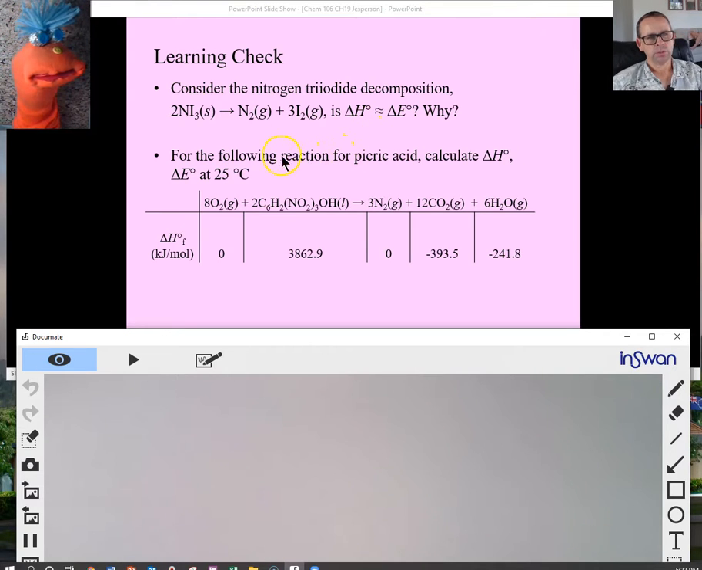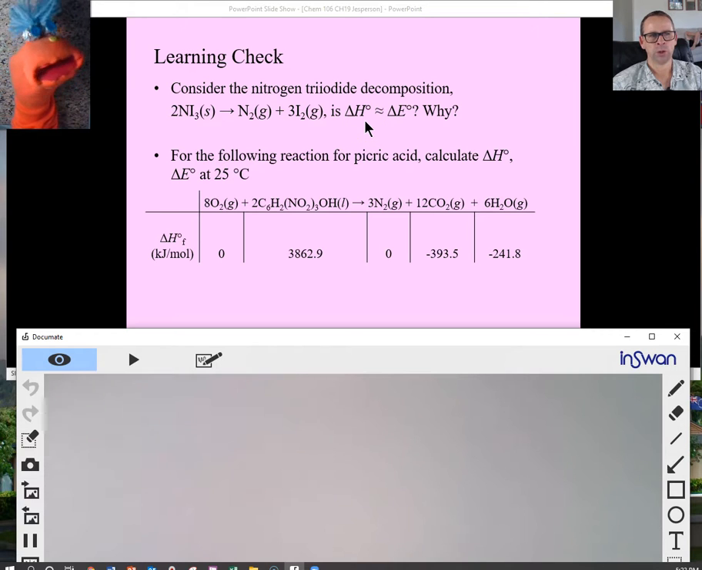So, what do you think? Do you think this chemical reaction here has a delta H similar to that of delta E? Why or why not? How did we know whether or not? So you're wondering if there's any work energy done here, right? That's right. We want to know how much work energy is done here.